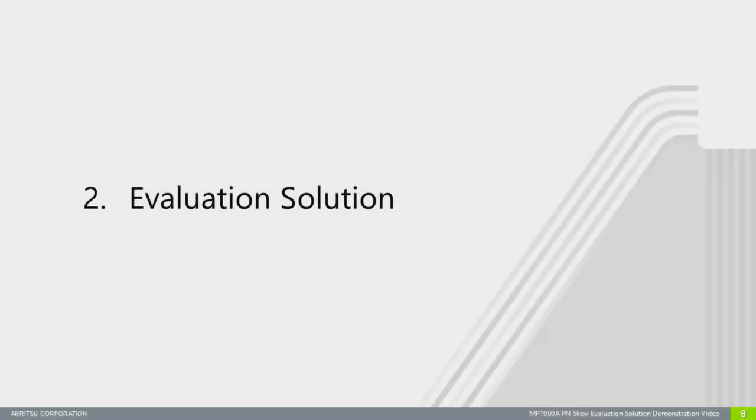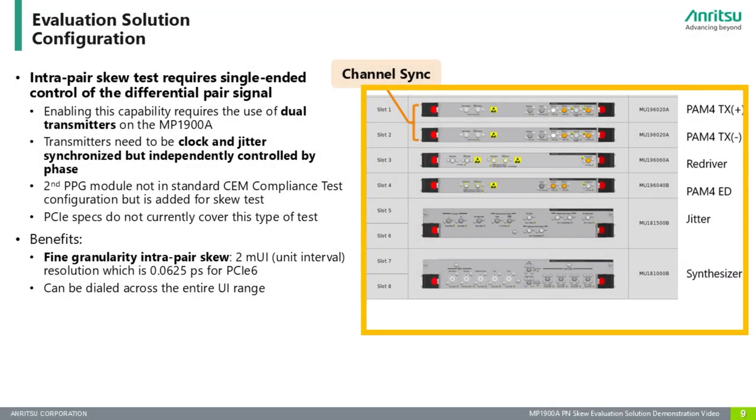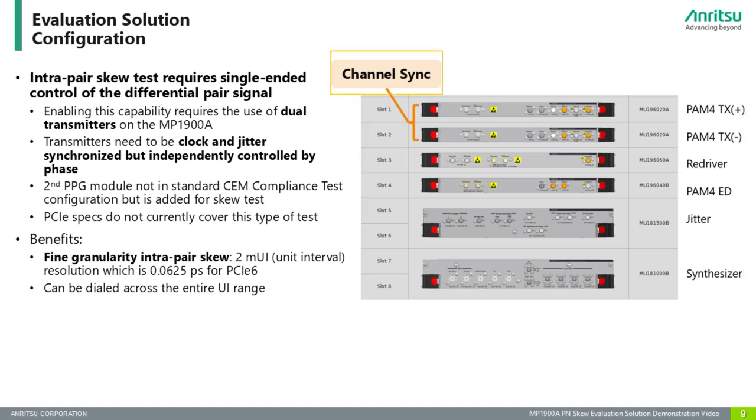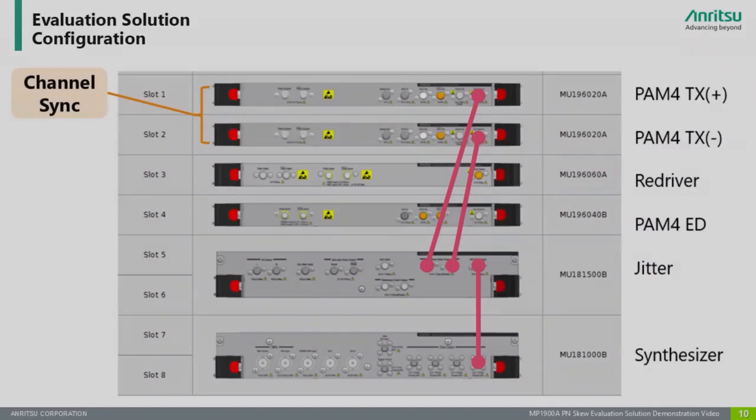To provide a solution to these challenges, a novel and reliable method using the MP1900A can be used to evaluate intrapair skew. In this solution, two PPGs will be used, as seen in the following configuration. These transmitters should be clock and jitter synchronized but independently controlled by phase. This synchronization can be done using the multi-channel calibration function. Make the connections as seen in the diagram.